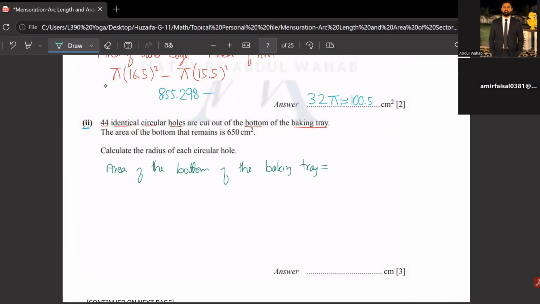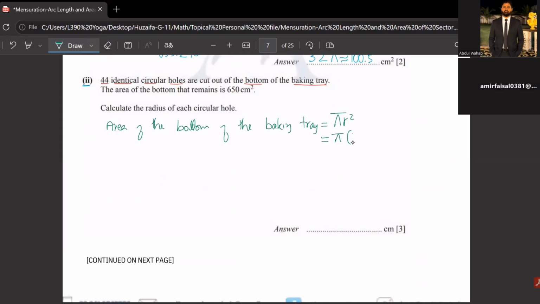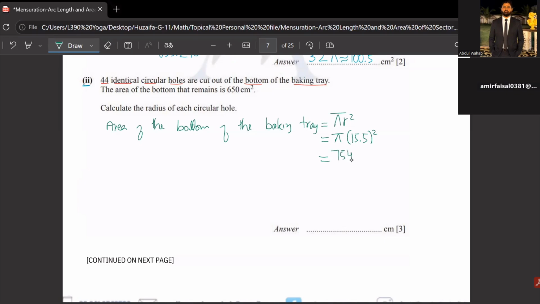Area of the bottom of the baking tray is simply, we use the formula pi r square, and for the r we have the radius of the bottom, 15.5, so we just use 15.5 square multiplied by pi. So it's 754.767.